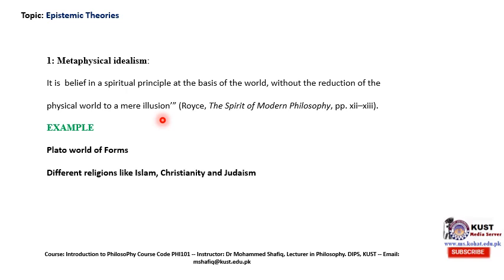We have some examples of metaphysical idealism, like Plato's world of forms, as we have already discussed in the previous lecture. If you remember, Plato's world of forms, this world and the other world, as Plato considered this world as the replica of that real world, that is the world of forms or the world of ideas or the world of souls or the world of universals, we may call it.